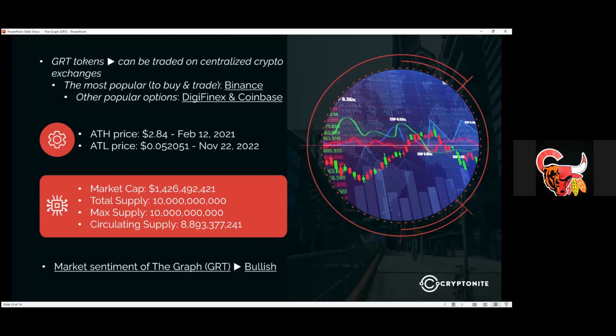And they have a market cap of about $1.4 billion. So it's already a pretty big project, because they're ranked number 41 on CoinGecko. They have a max supply and total supply of 10 billion, and currently the circulating supply is 8.8 billion. Now, the whole market sentiment right now, it's bullish, especially with all the AI stuff, because this is considered AI as well. So it's very bullish.